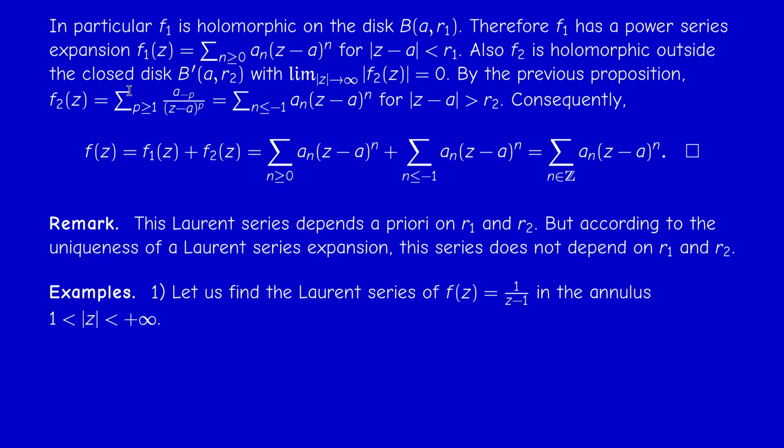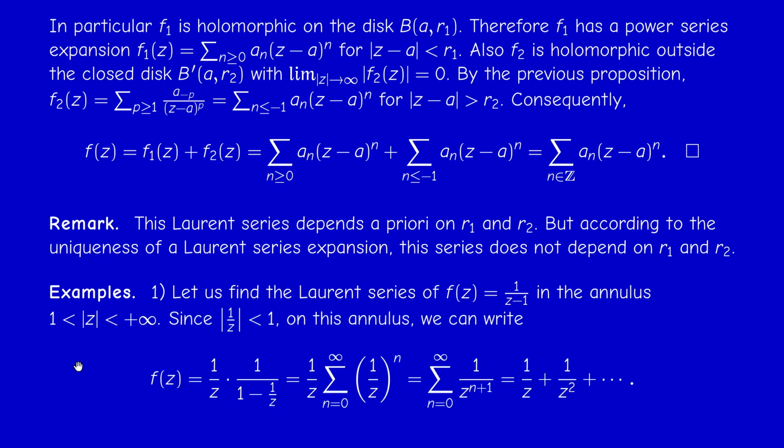Now let us give some practical examples. Let us find the Laurent series expansion of 1 over z minus a in the annulus of center 0, whose inner boundary is the circle of radius 1 and the outer boundary is infinity. According to our definition, this is still called an annulus. If you like, this is the outside of the disk of center 0 and radius 1. So the outside of the disk is called an annulus as well.